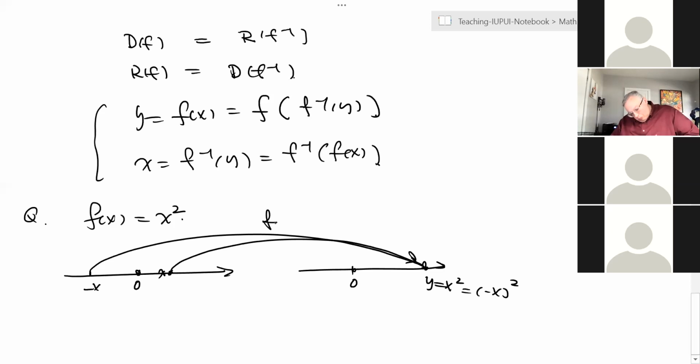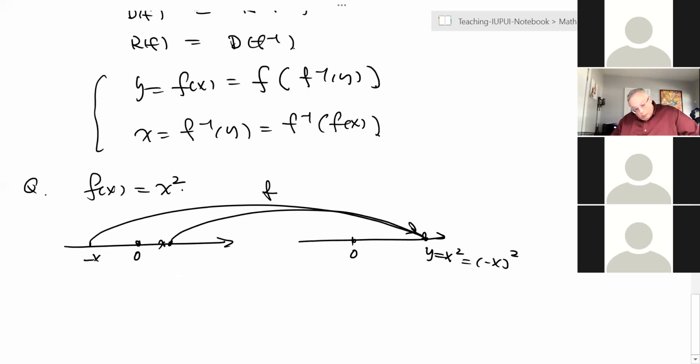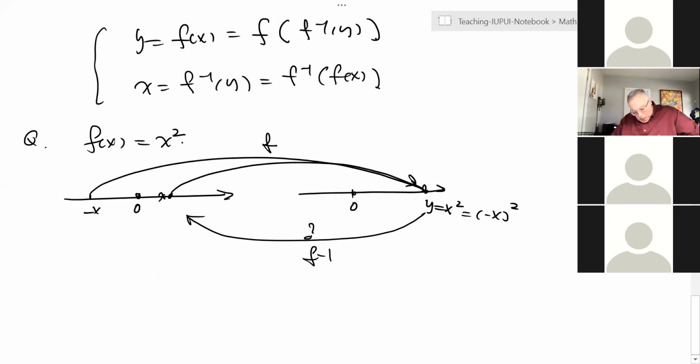So this map sends two different values of opposite sign to the same number. So clearly the inverse doesn't exist because there's no unique choice here to reverse the procedure. Now how can you define the inverse? From this picture, the inverse doesn't exist because you must assign one x value to any given y value.